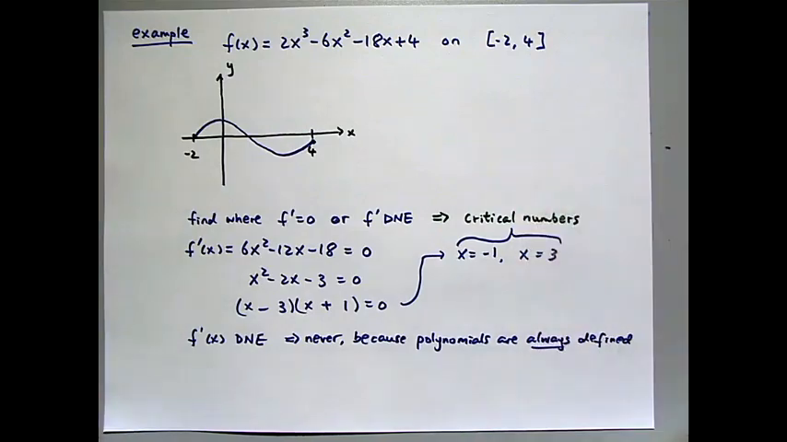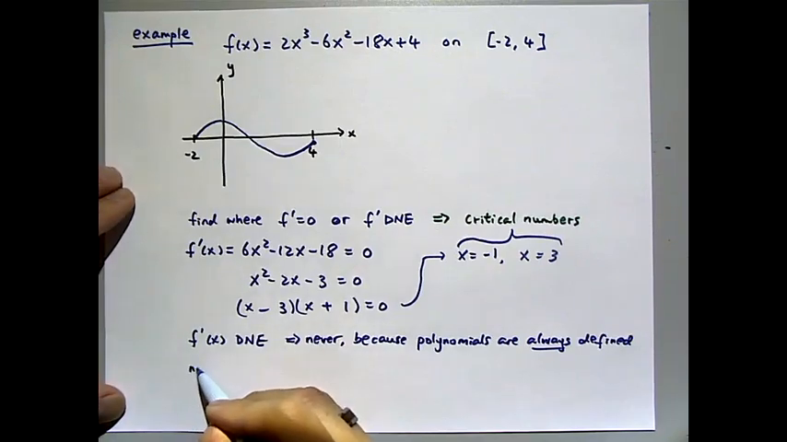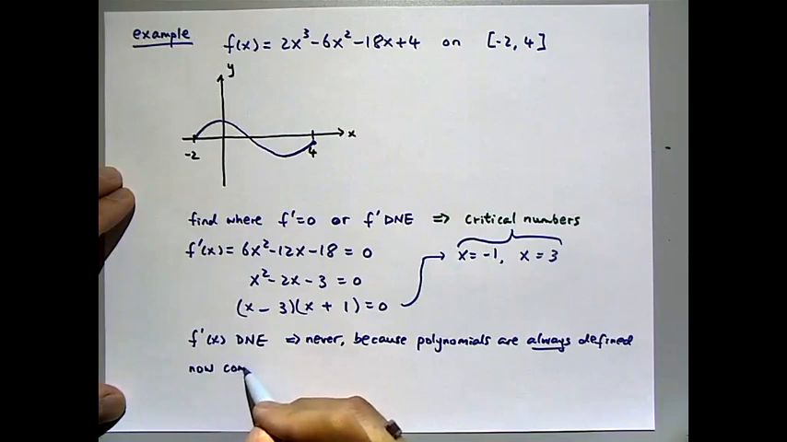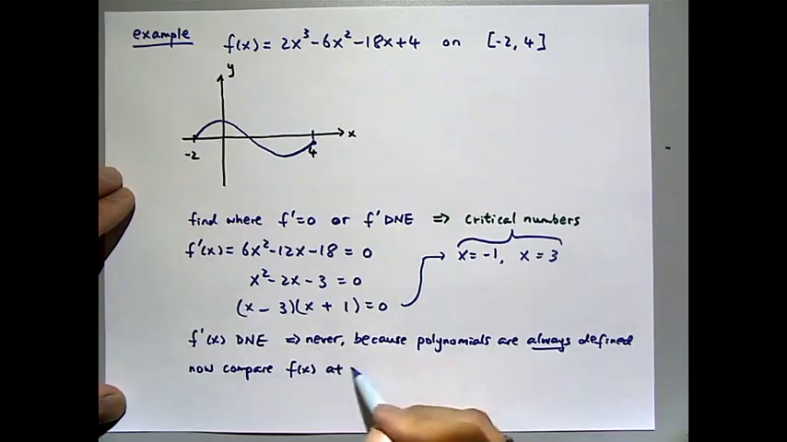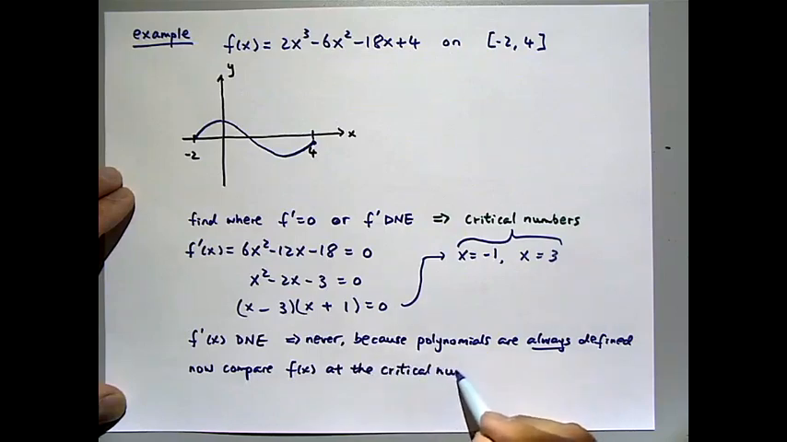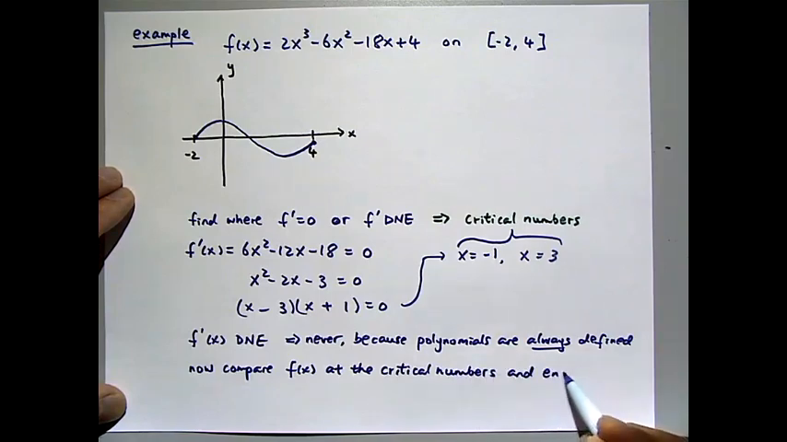Okay, so that's all we can find out of these 2 criteria: f prime equal to 0, f prime undefined. We got these 2 possible locations. Now we consider these 2 together with the endpoints, and we find out which one gives me the highest value of y. Now we compare f of x at the critical numbers and the endpoints.